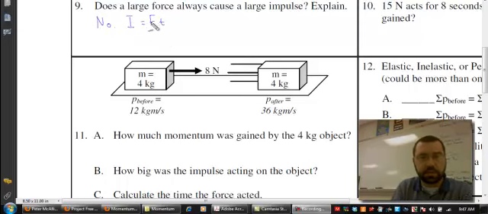So just because we have a very large force doesn't mean that the product between force and time is going to be very large as well. All we have to do is make time very small, and that will neutralize the effect of having this very large force. Okay, so that was kind of easy on that one.